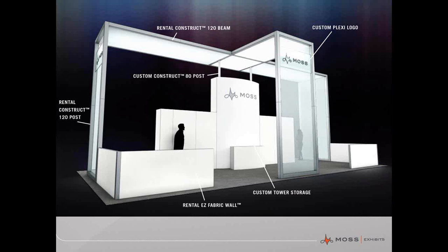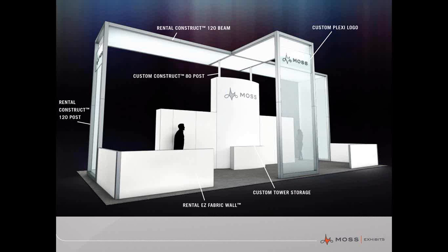We talked a little bit about Easy Wall being introduced. So here you can see our rental Easy Fabric wall at the front corners. Easy Wall also makes up a bulk of that reception and storage center in the middle of that booth as well. But the great thing about Construct is it goes up pretty fast. So we've got a patented pull-tight lock system. That's our proprietary design.